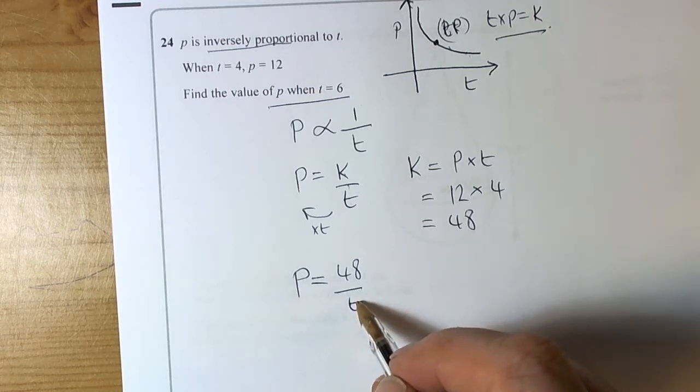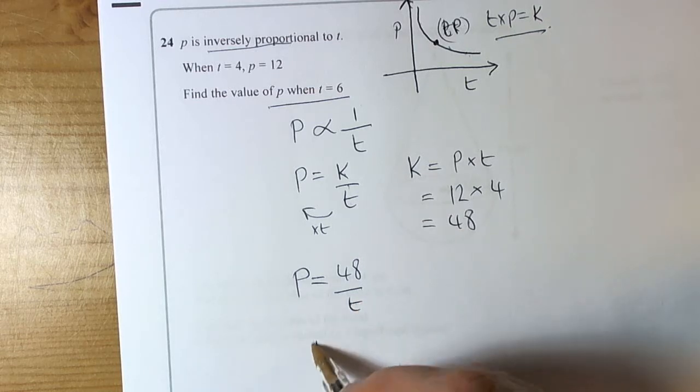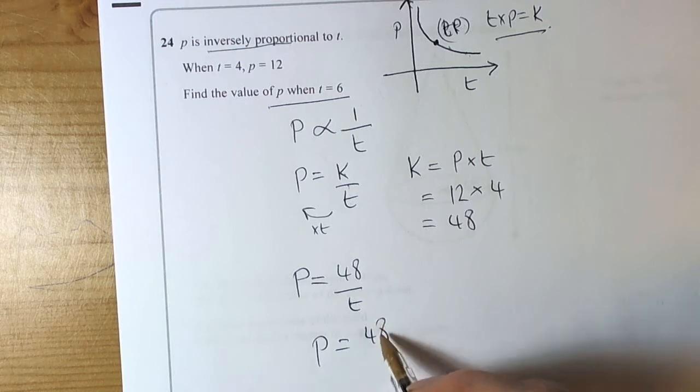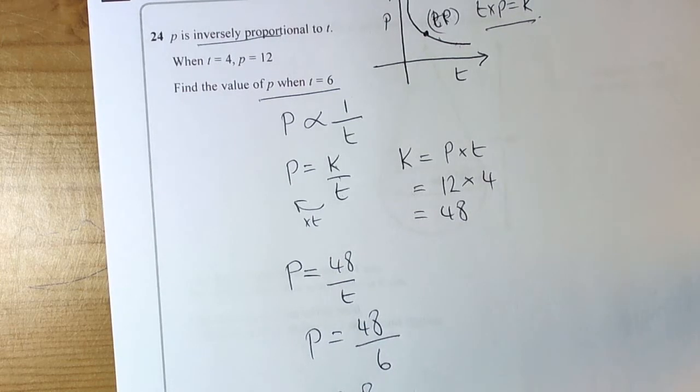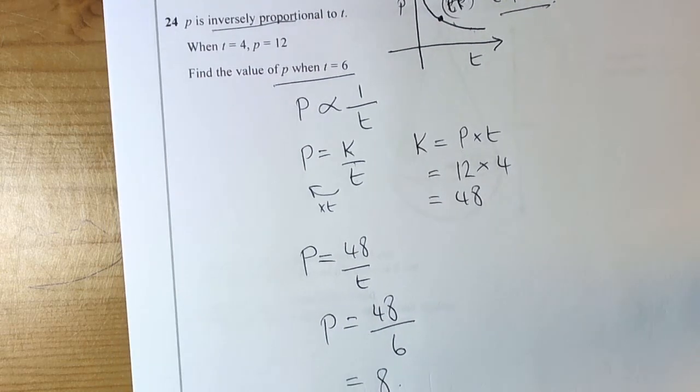So we know what the value of t is. So basically we're going to say that the p value is 48 divided by the t value, which was 6, and 48 divided by 6 is 8. So our p value there is going to be 8.